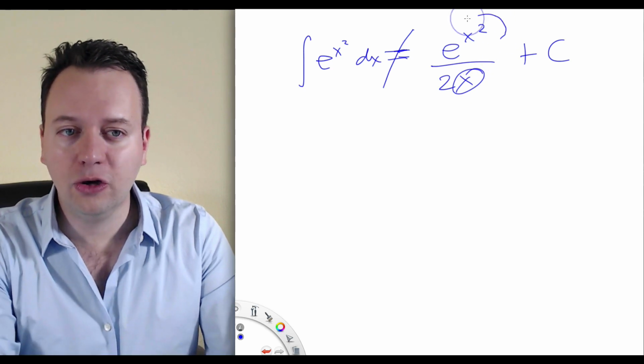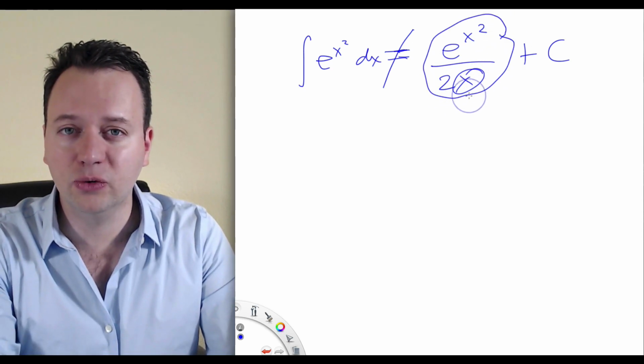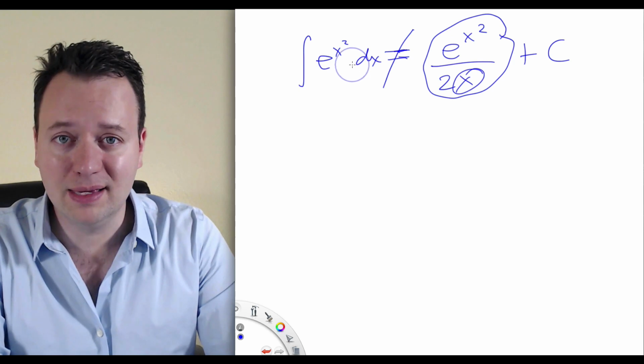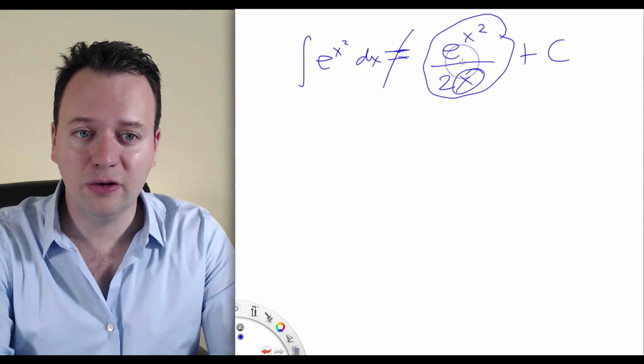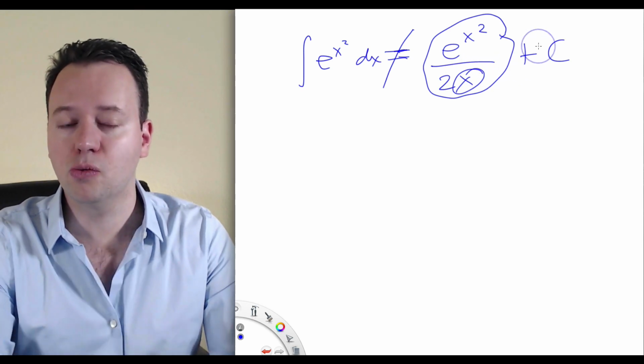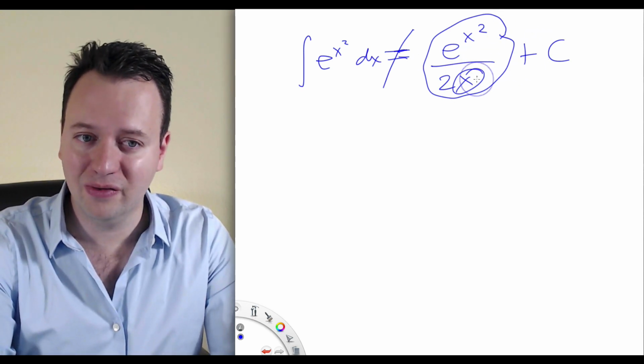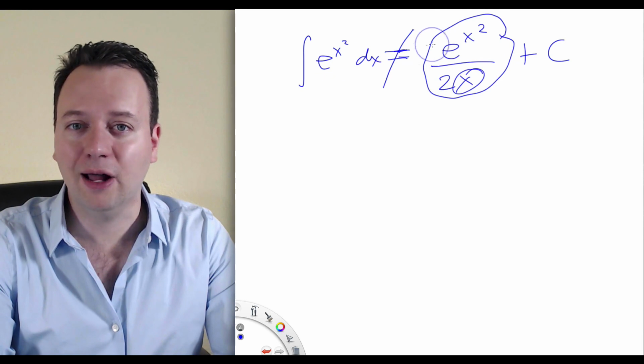Right? And if you actually go and try to take the derivative of e to the x squared over 2x, you don't get e to the x squared. You get e to the x squared plus another term. Because here we have to use the product rule, or the quotient rule if you prefer, to compute the derivative of this. And when you do that, you get an extra term.